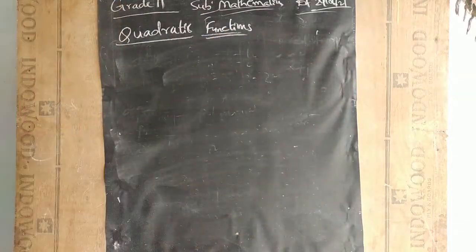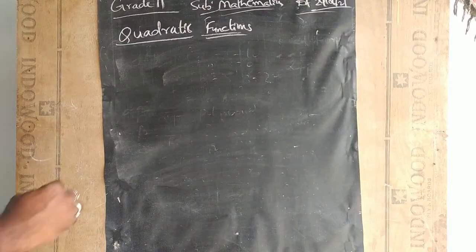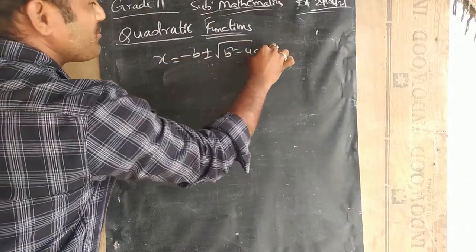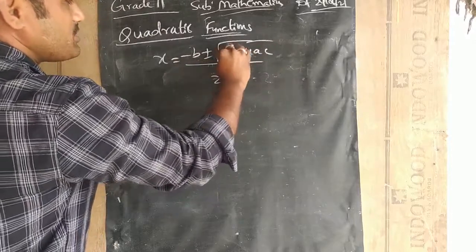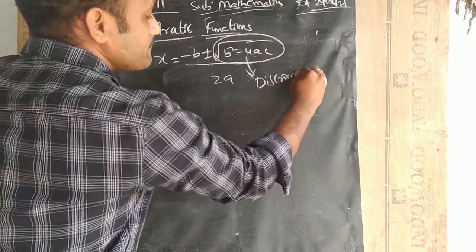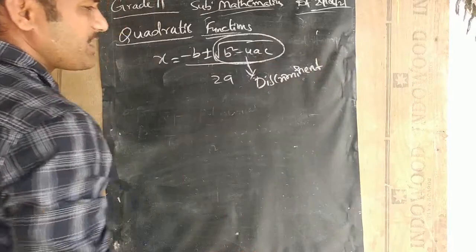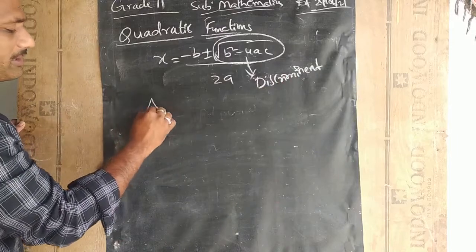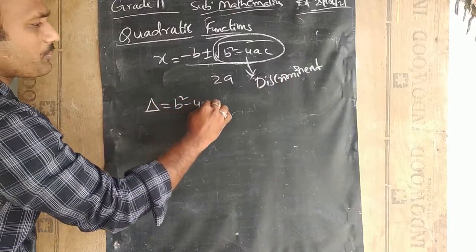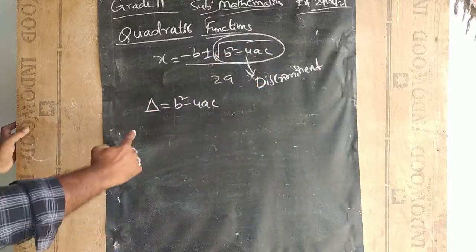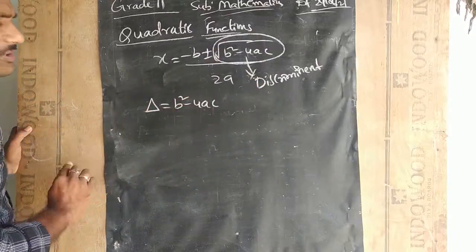Now, as we know, the formula of quadratic is minus b plus or minus root of b square minus 4ac by 2a. This term we will call the discriminant. There are certain conditions for this discriminant. This is denoted by delta. Delta value is b square minus 4ac, where we will not take the root into consideration. So delta value is b square minus 4ac. Delta stands for discriminant. Okay.